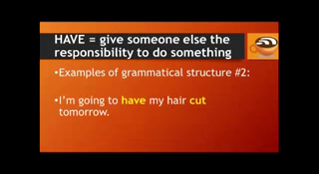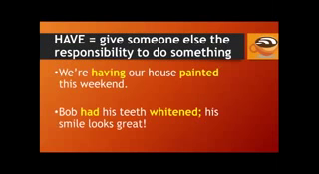And here are some examples of grammatical structure number two. I'm going to have my hair cut tomorrow. In this structure, we don't say who cuts the hair, but the hair will be cut by somebody. We're having our house painted this weekend. Again, we don't say who does the action. We focus more on the object, the receiver of the action, our house, which will receive the action of being painted. Bob had his teeth whitened.